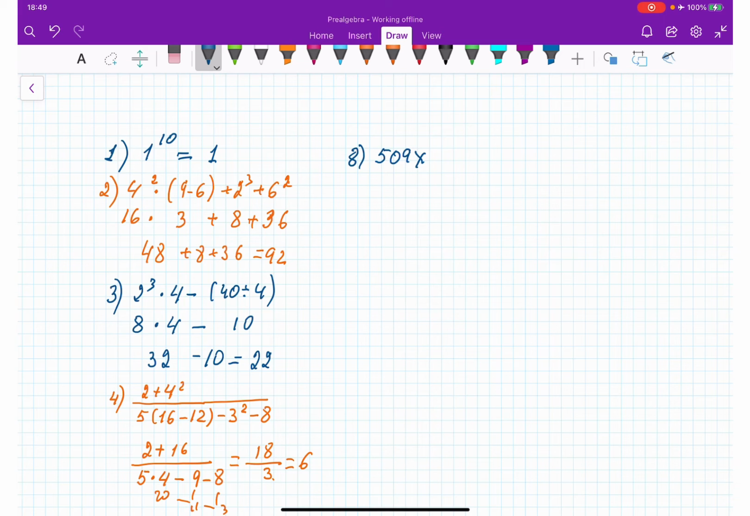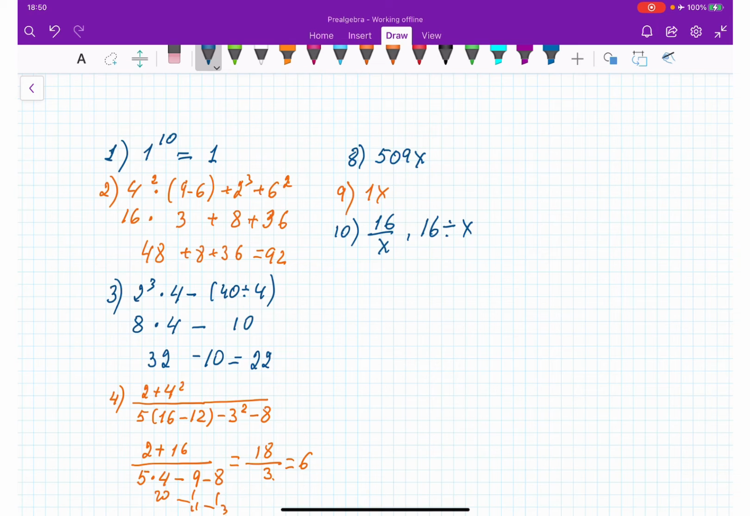Question number 9. The product of 1 and a number. 1 and a number, product. So we multiply. Number 10. 16 divided by a number. 16 divided by a number. The number is x. We know that, right?